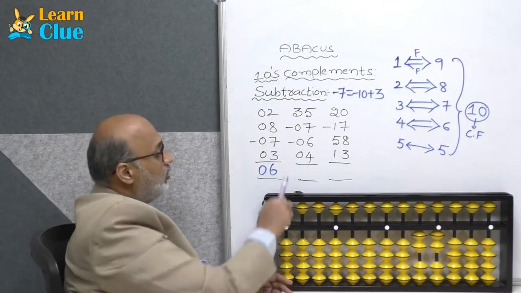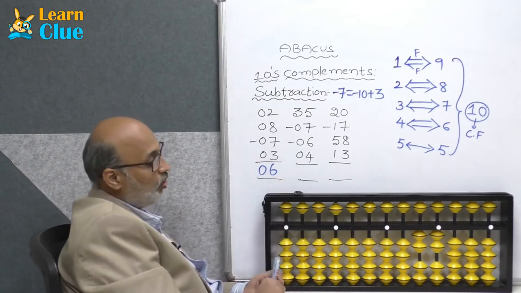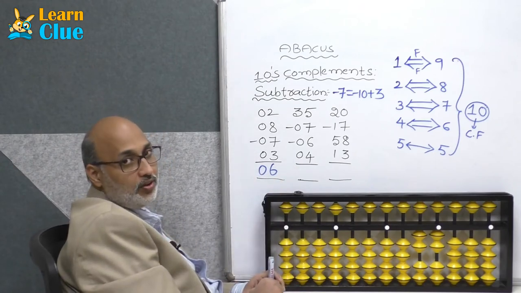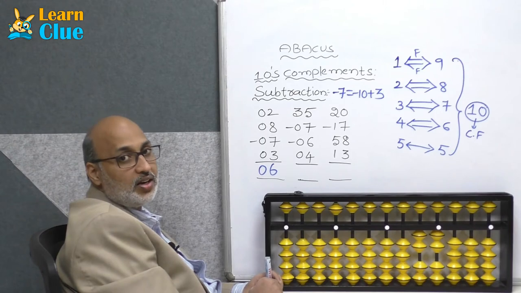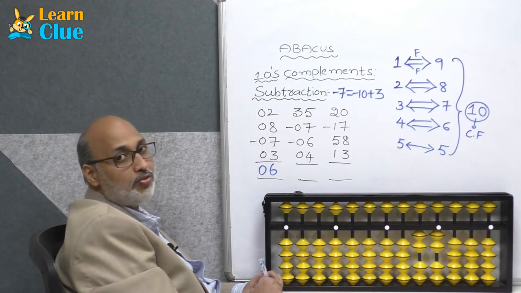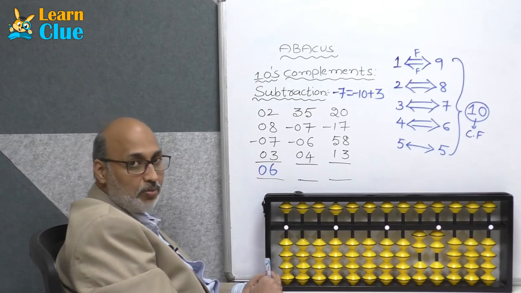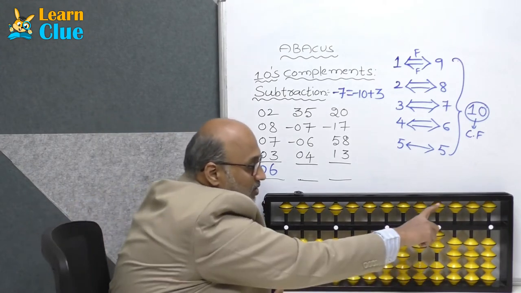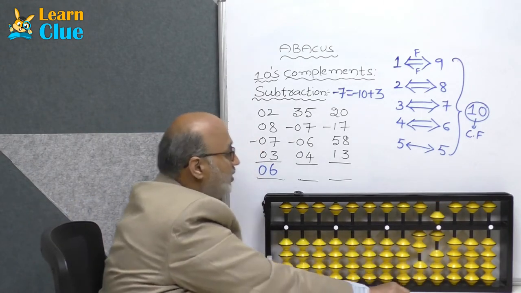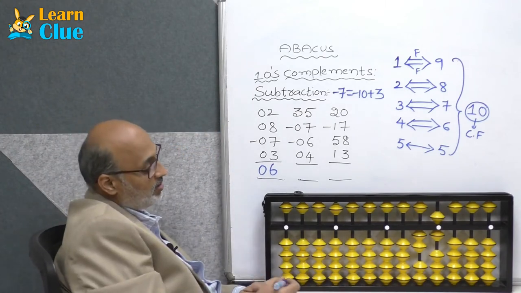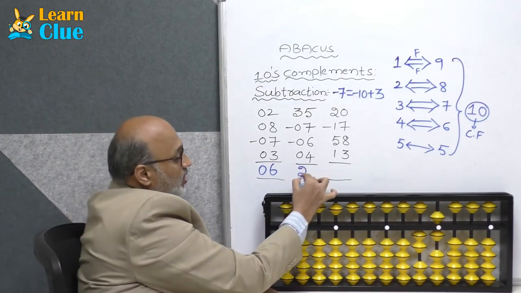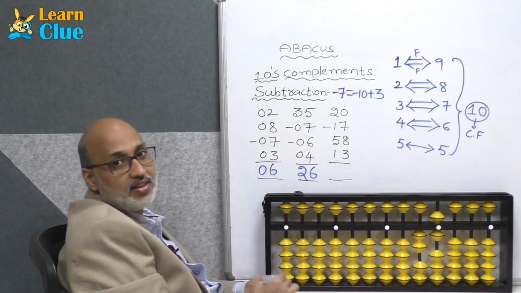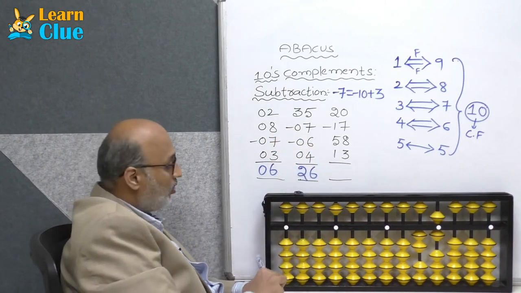Okay. Now plus 4 they are asking. How to do plus 4? Either it is possible in direct way, no. In small friends, I mean 10's, 5's complements. Let's try. In plus 4, which is easily possible, plus 5 minus 1. What is the answer? 26 is the answer. Okay.